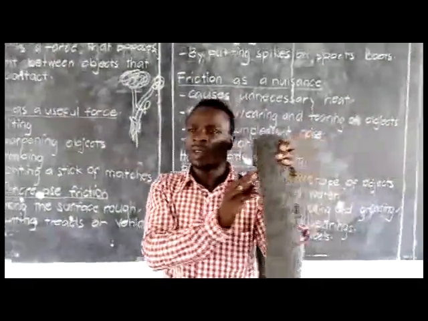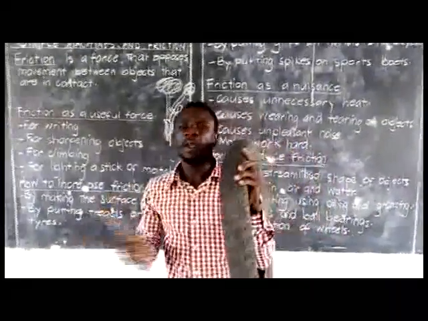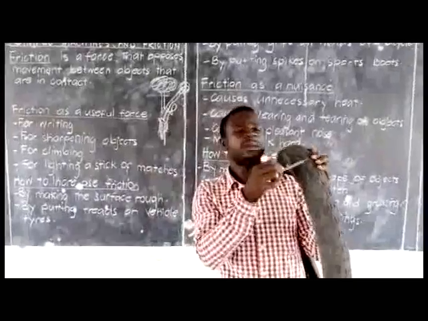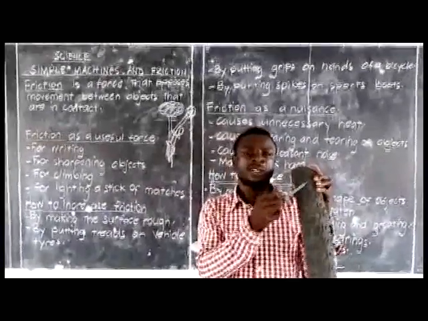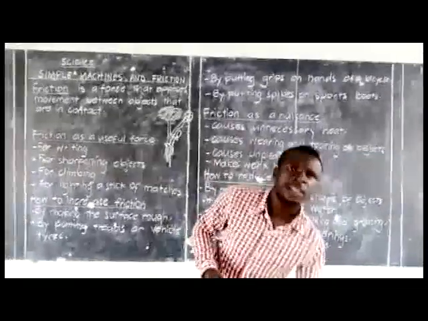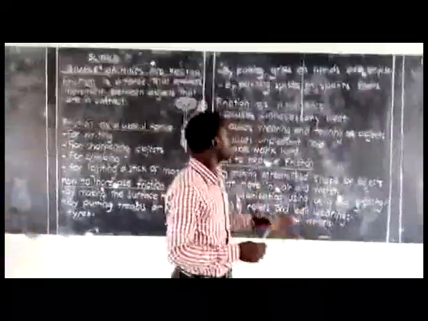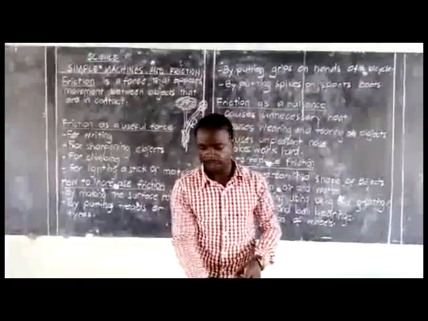But due to friction with the road surfaces, it has been made smooth. This is because of friction. So friction can lead to wear and tear. That's the nuisance part of friction, which later on we shall look at.